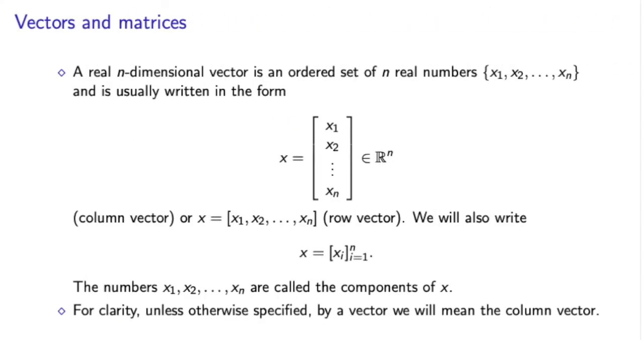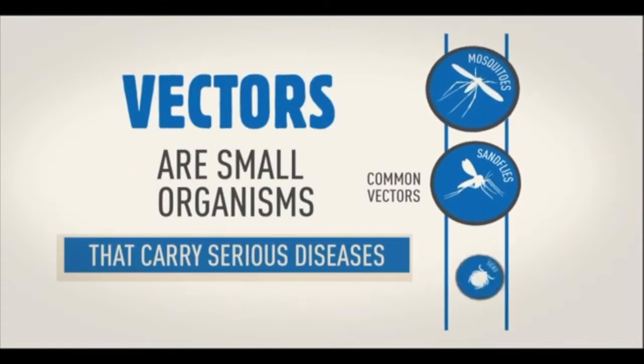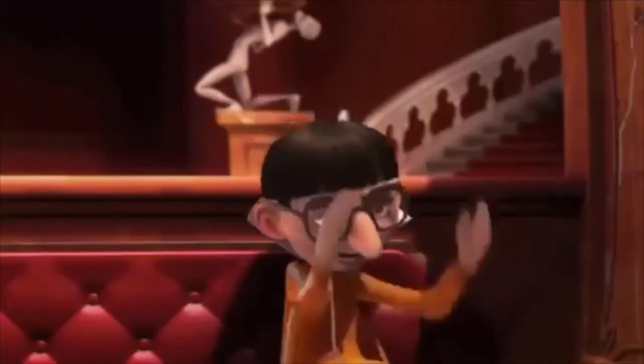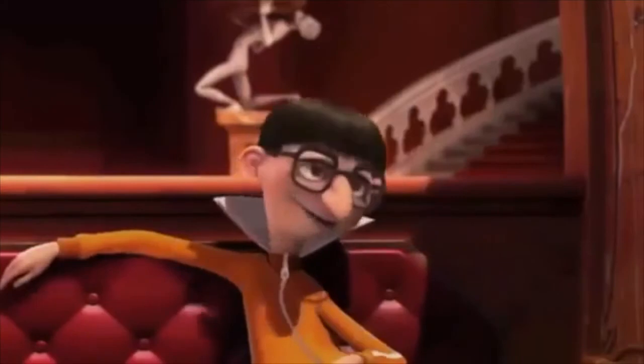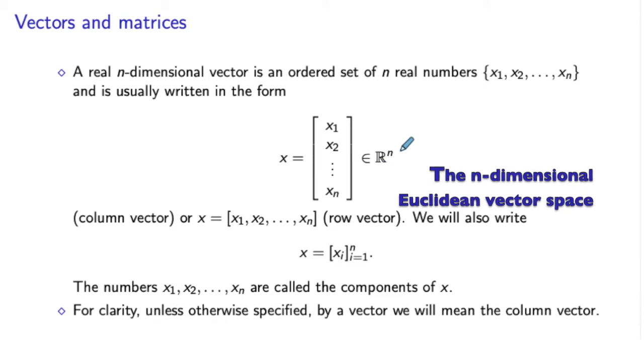First, before we do that, let's formally discuss what a vector and a matrix are. Vector. It's a mathematical term, a quantity represented by an arrow with both direction and magnitude. A real n-dimensional vector is just an ordered set of n real numbers, x1 through xn, and we usually write it in the form of a column, x1 through xn, and we say that it belongs to Rn, which is the n-dimensional Euclidean vector space.